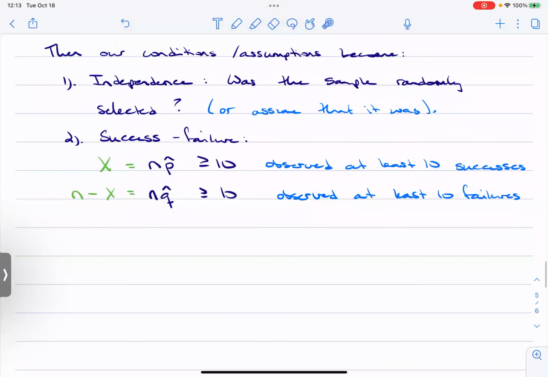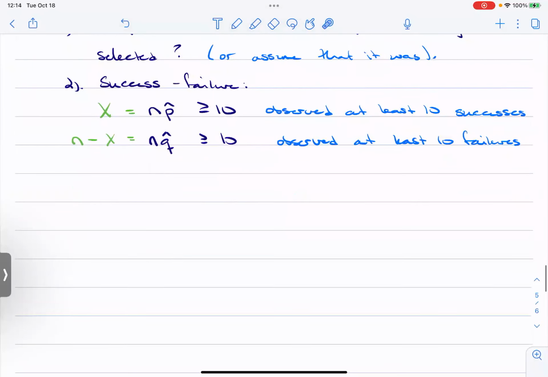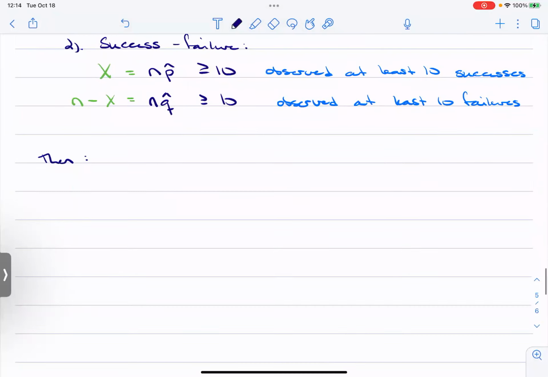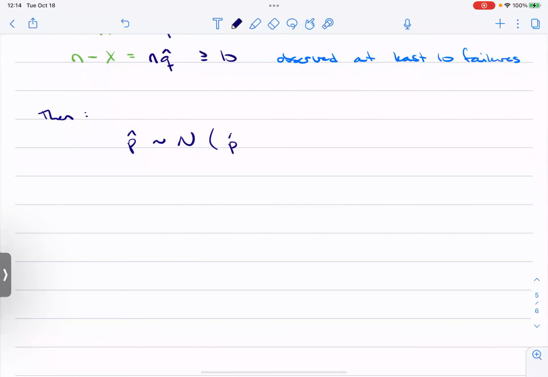So then, once these assumptions are checked, and I used to make you check the less than 10% condition, but I've dropped it, only because the textbook gave me enough courage to. They're like, oh yeah, it's rarely an issue, so we ignore it. Great. Less is more. Then we're going to say that p hat follows a normal distribution with a mean of p and a standard error of the square root of p hat q hat over n.